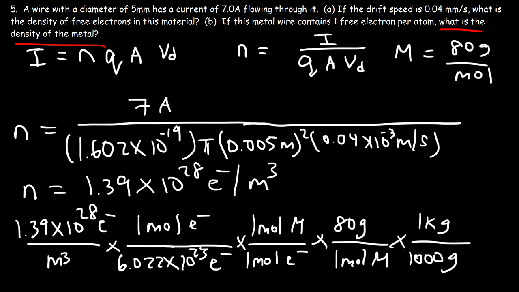And so the density for this material is going to be 1846.6 kilograms per cubic meter.